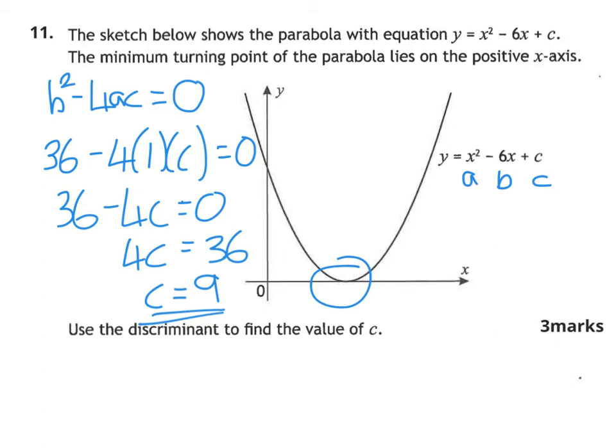Now, I didn't mention where the marking would be for this one. So the marking would be first mark for knowing to put your discriminant equal to 0, second mark for substituting correctly, and third mark for getting your value for c.